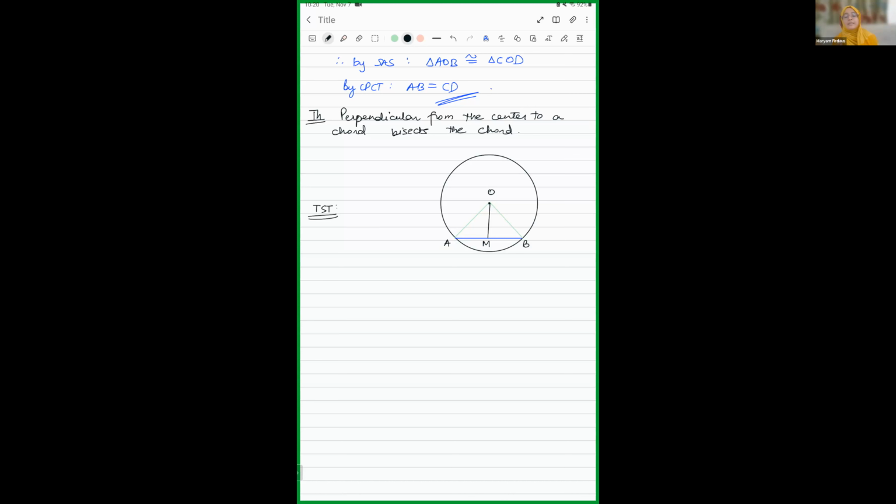The chord is being bisected. So what do we need to show? We need to show that if OA and OB are equal. But OA and OB are obviously equal because they are both radii of the same circle, right? If this is R, the radius of the circle, then this is also R because it's the radius of the same circle. So they are already equal. What do we need to show? Look at the theorem.